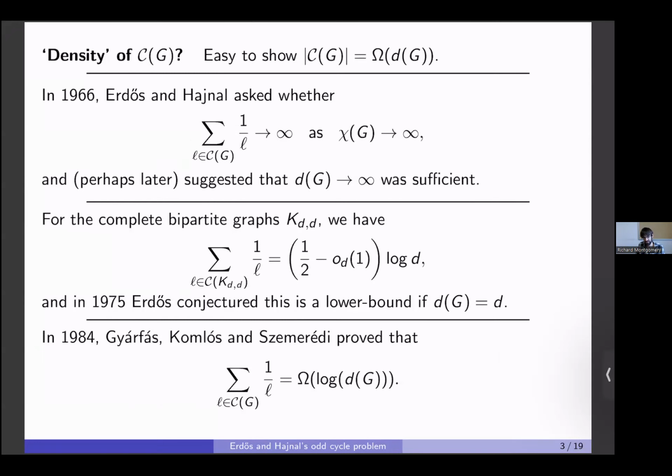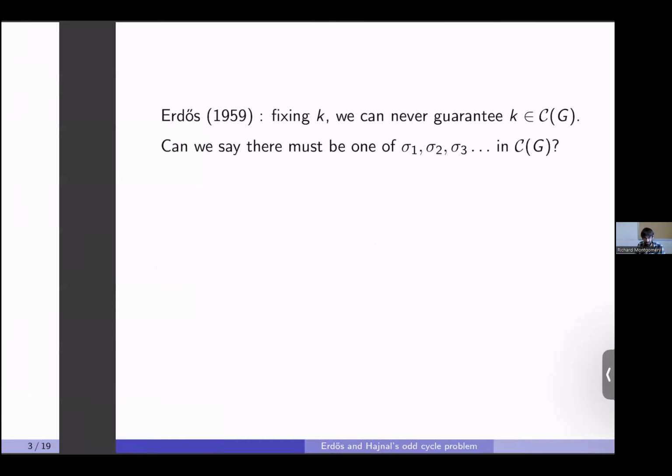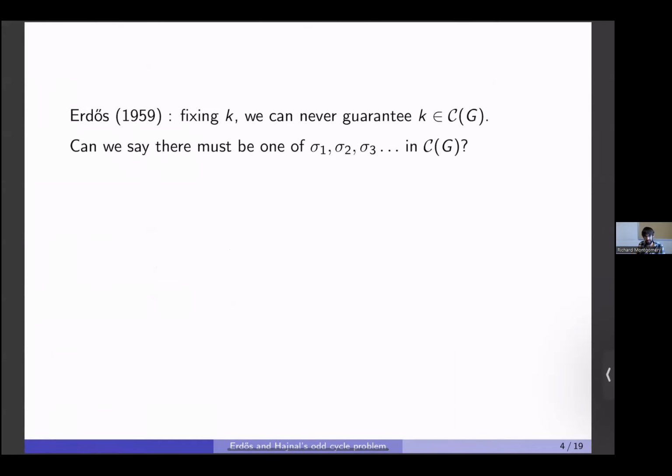And I also want to consider whether you can find specific cycle lengths in a graph by imposing an average degree condition or a chromatic number condition. It's well known that Erdős proved that if you fix some k, we can never guarantee that a graph has a cycle of length k just by imposing a chromatic number condition, and of course definitely not an average degree condition.